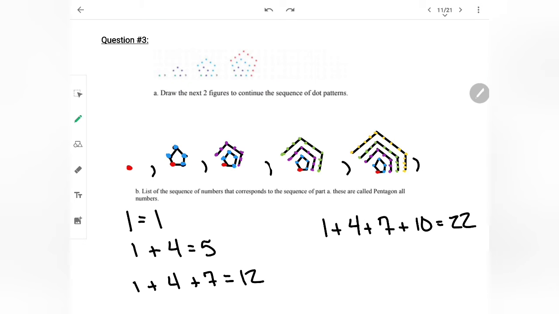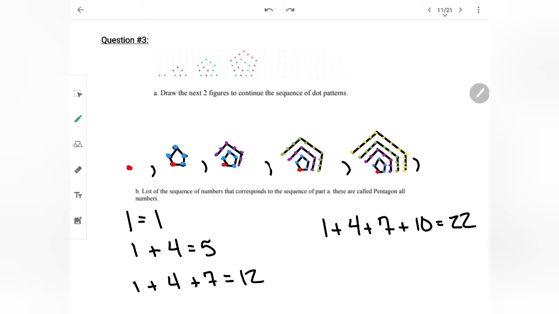Now on to the next question. I went ahead and drew these figures out just because it makes it a little easier to concentrate and focus on the figures. As far as this goes, it's basically just adding a new layer of dots on the upper left, upper right, and right hand side of the figure. This is actually a pentagon that they're just adding some extra layers of dots to.